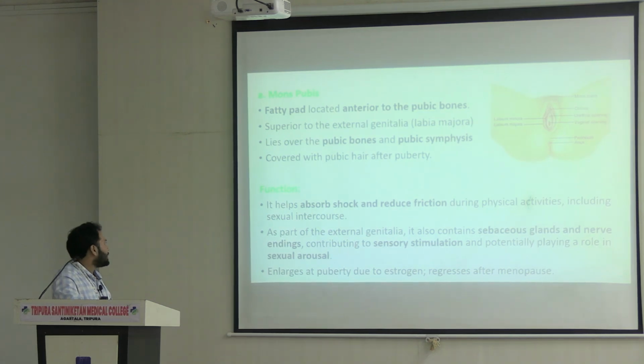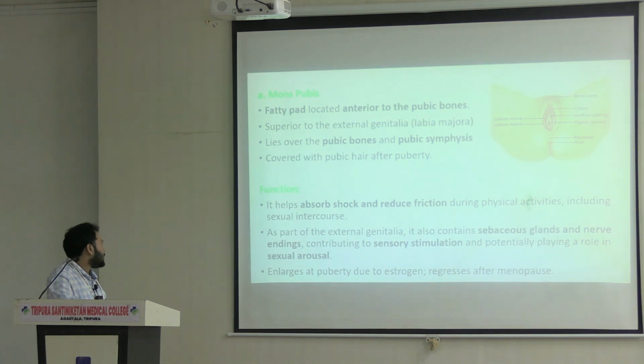The next important function is, as a part of the external genitalia, it contains some special glands called sebaceous glands. And those sebaceous glands are important because they secrete a fluid called sebum. It also has some nerve endings. Both the sebaceous glands and nerve endings are equally important because they contribute to sensory stimulation, right? And ultimately, they potentially play a role in sexual arousal, right?